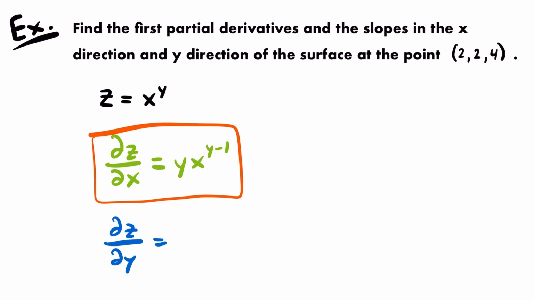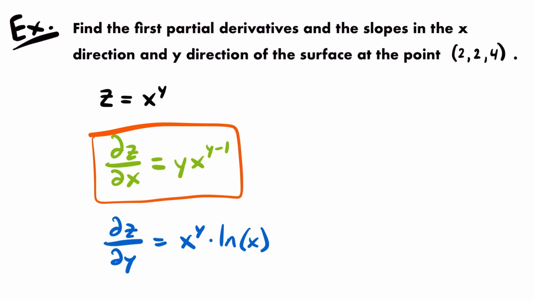Well, now we're going to be treating x as a constant, so we have a constant raised to the power of y. That would be an exponential function, right? Think of it as 2 to the power of y, or 3 to the power of y, or any other number to that power of y. Okay, and so remember how we take the derivative of an exponential function like that. We simply rewrite the exponential function and then multiply by the natural log of the base. So we'll have the natural log of x, since x is the base.